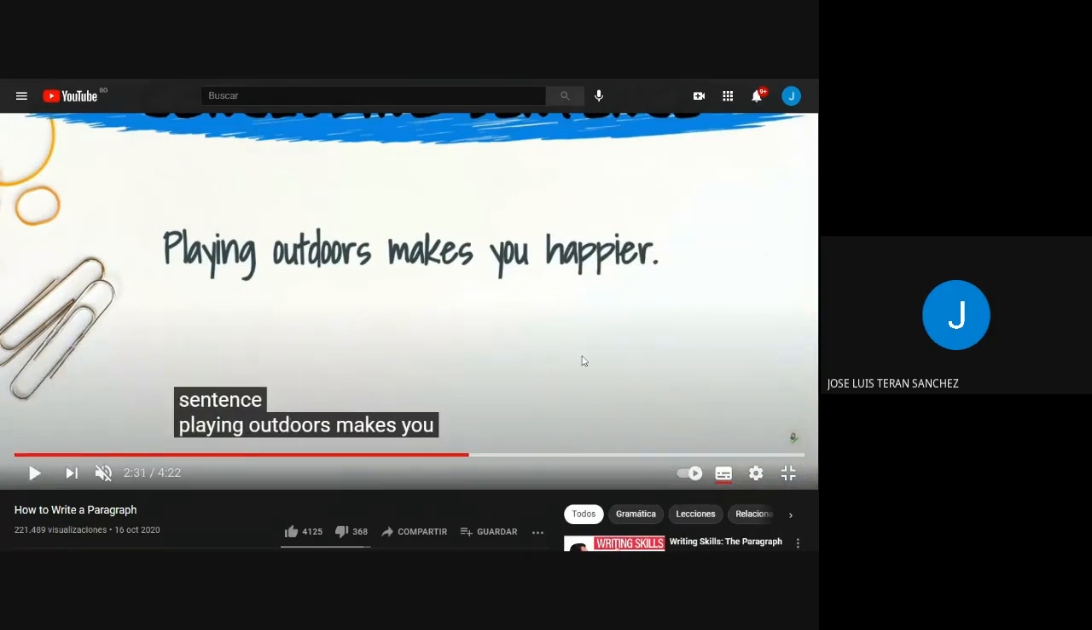A concluding sentence or a conclusion paragraph, but always they must be short and concrete. Like this sentence: "In conclusion, playing outdoors makes you happier." All right, and just like that.